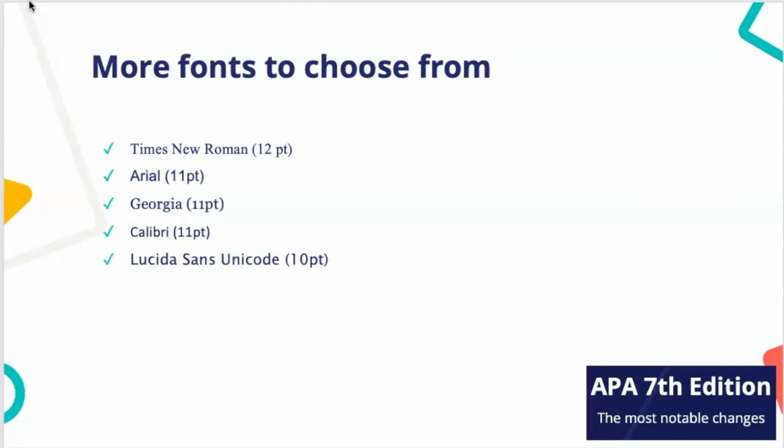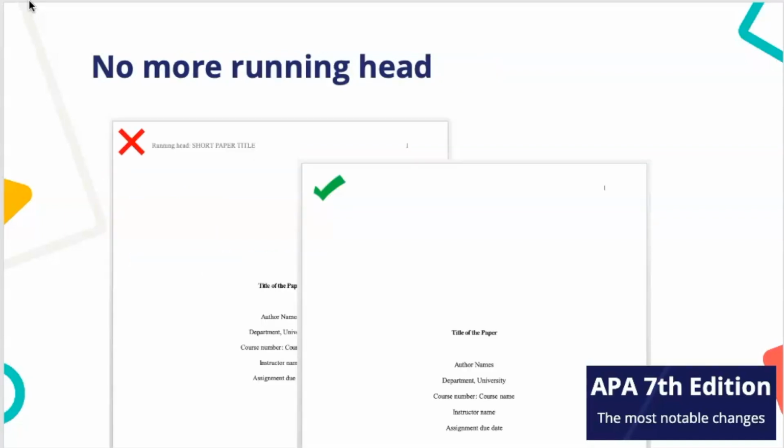More fonts to choose from. Now authors can write in Times New Roman 12, Arial 11, Georgia 11, Calibri 11, or Lucida Sans Unicode 10. In the 6th edition, only Times New Roman was recommended, but in the 7th edition there is more flexibility regarding the font. The most important thing is that the font should be easy to read for everyone.